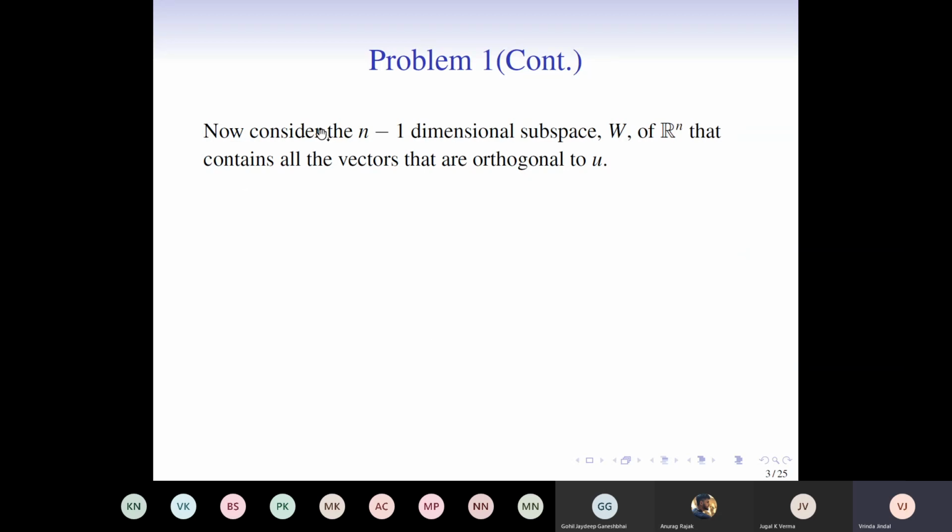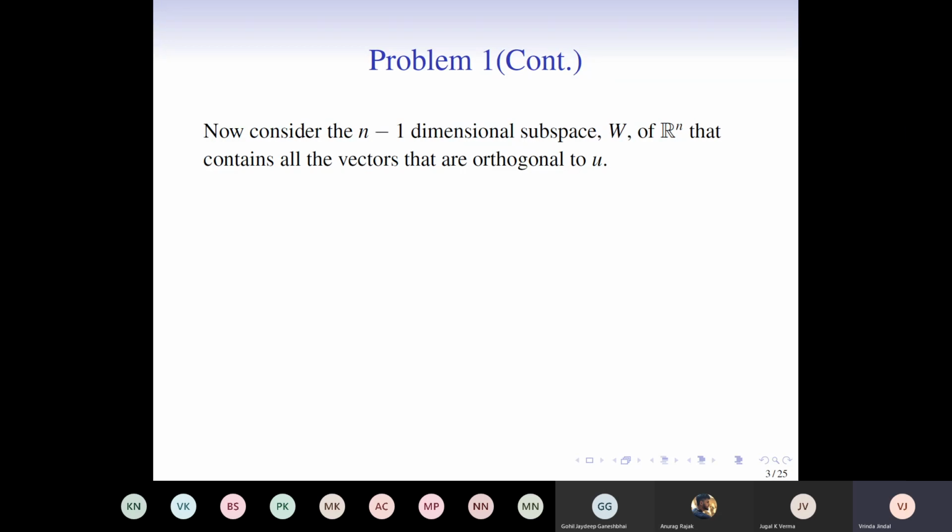What we do is we consider the n minus 1 dimensional subspace, call it W. This W is a subspace of Rn that contains all those vectors that are orthogonal to U. Now how do we get an intuitive idea about this? So we have U as a unit vector. So consider a basis of Rn. So we have n elements in that basis, and make that basis an orthonormal basis.